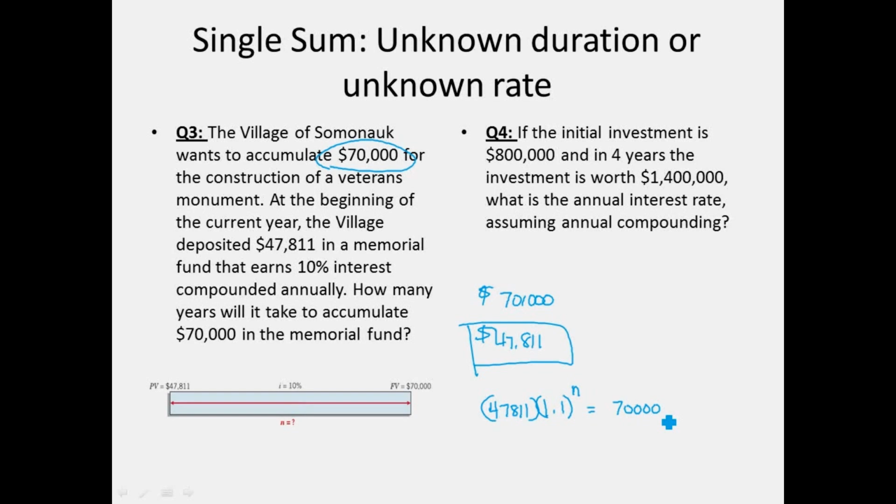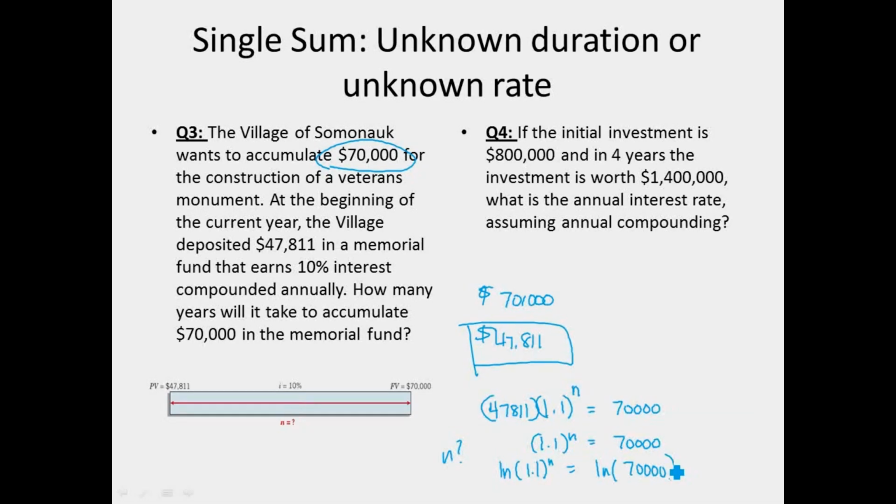In case you're rusty on your math, first, you can easily divide both sides by 47,811, but then you're still stuck with this thing. So what you want to have is, I need to know what is N. So what I do is I take the natural log of both sides.